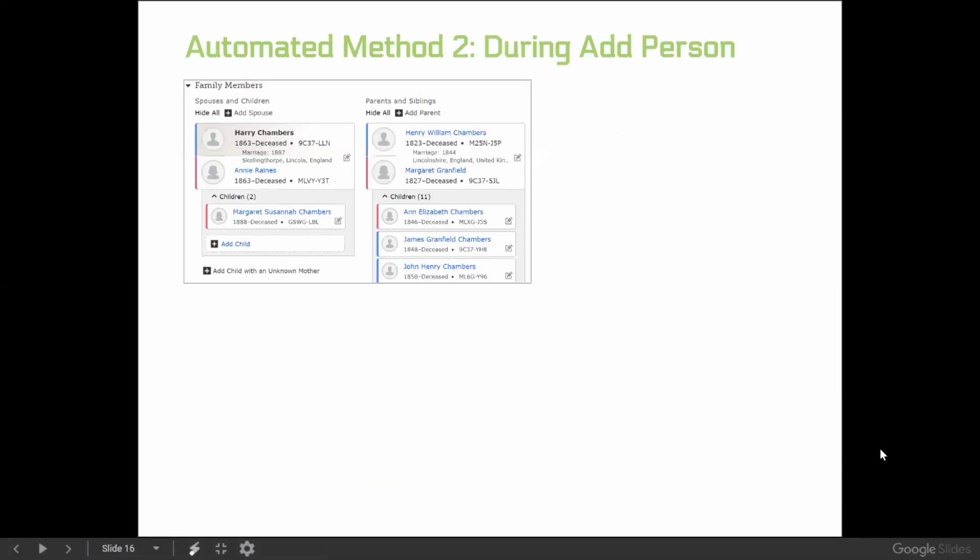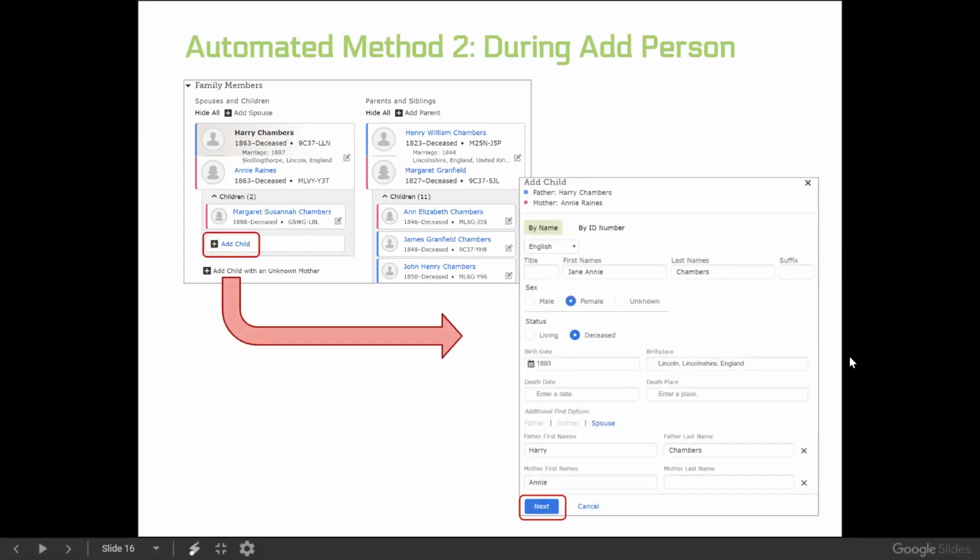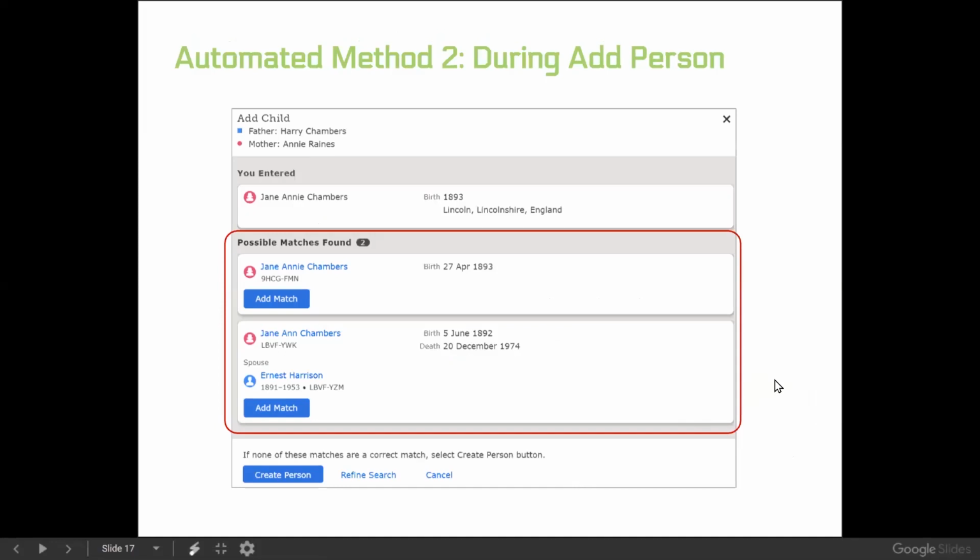The other method is actually when you're adding people. So in this example, I had found a daughter of this Harry Chambers and Annie Raines, and her name was Jane Annie Chambers. And so I wanted to add her. So I completed the add form with her name and her information, and then I clicked next. And the system automatically searched for duplicates. I didn't even have to do anything. It just said, hey, you're trying to add this person. We think she may already be in Family Tree, so you ought to check out these two people. And as it turned out, one of them was a duplicate for her.